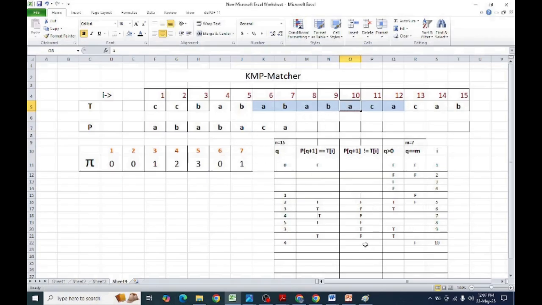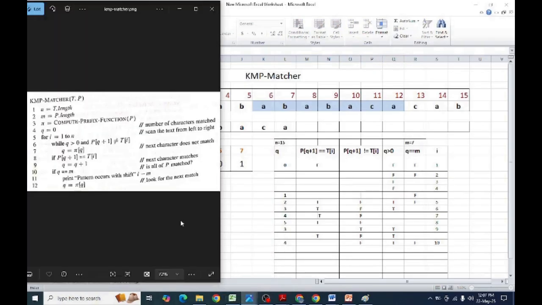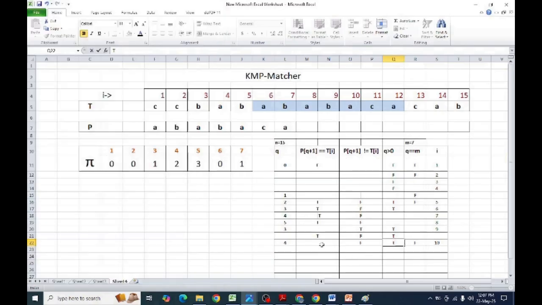So this condition is false, which means the while loop will not work. Q greater than 0, okay, but this condition is false. See the algorithm. This condition is false, so the while loop will not work, but this is correct. The if statement will work, Q will be incremented. Q will be 5.